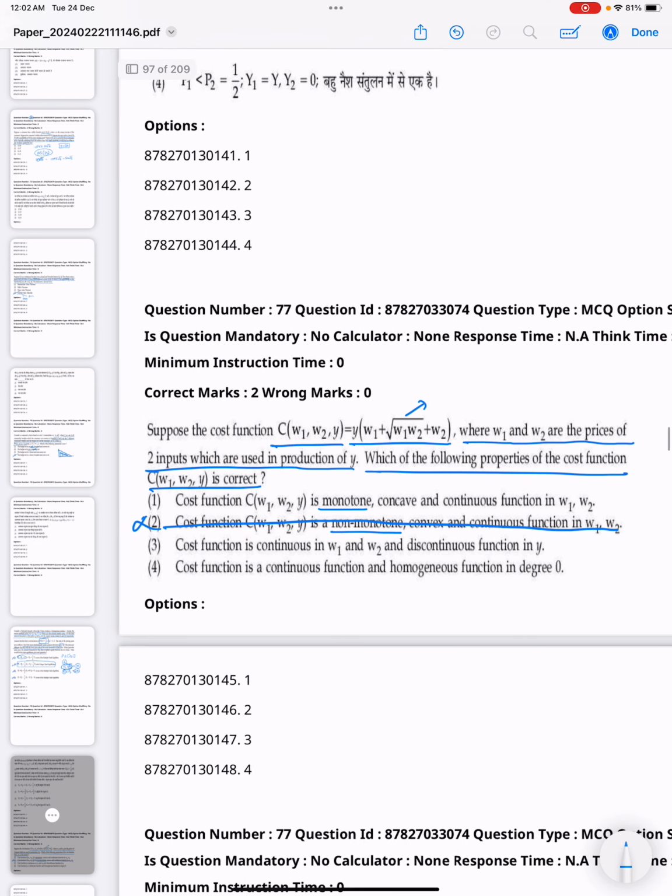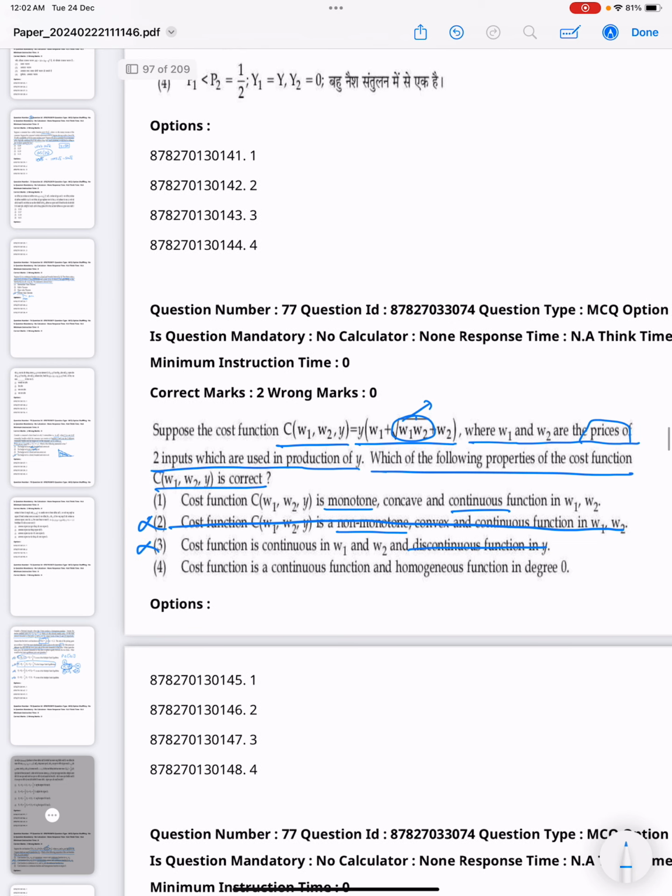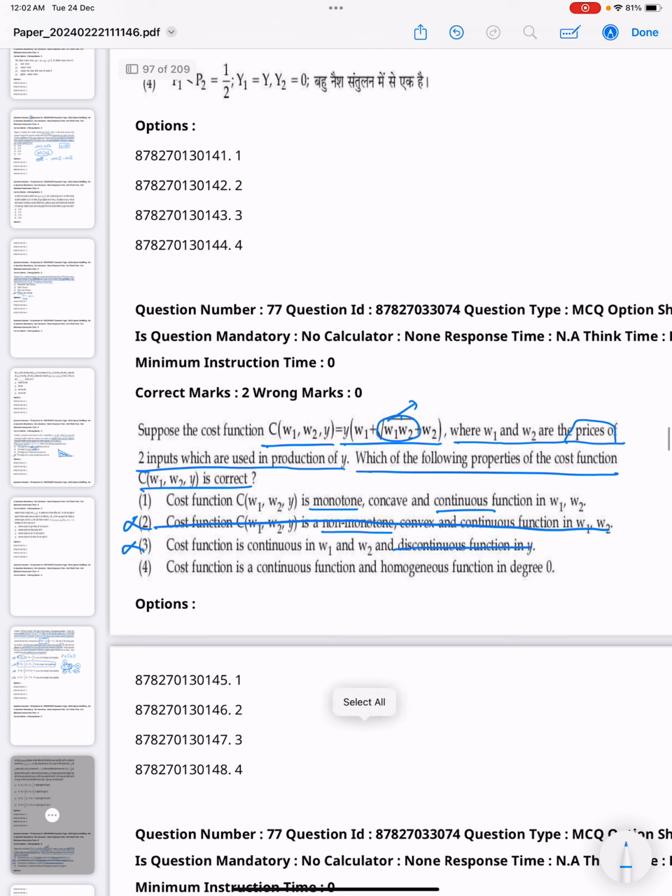Concave, it is a continuous function, right? If the prices are positive only, this would be a continuous function. Discontinuous, this would be removed. Now we are left with monotone, concave, continuous, homogeneous of degree 0.